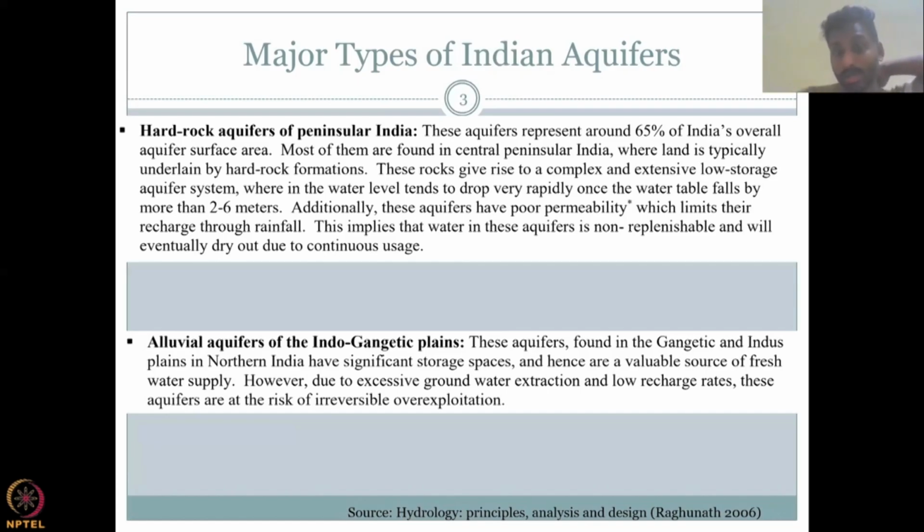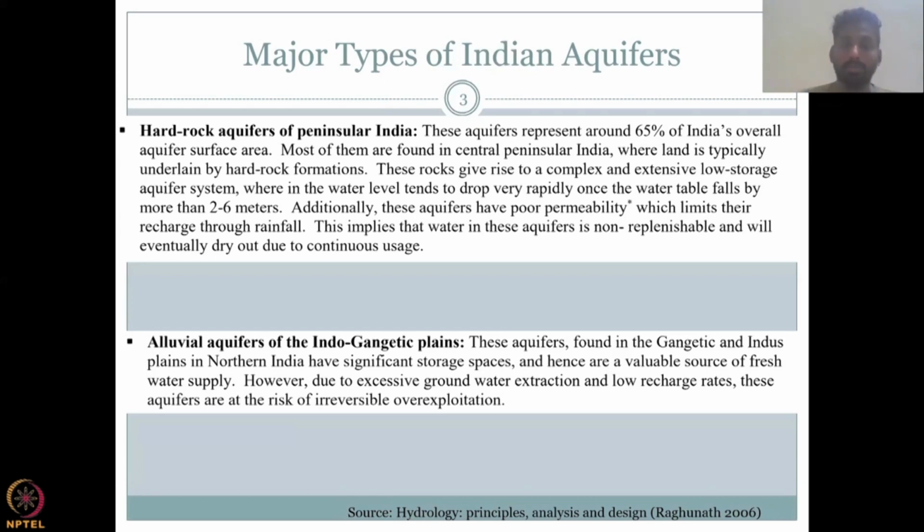So these are in northern India and have significant storage spaces, and hence are a very valuable source of fresh water supply. The Ganges basin, the Ganges area, totally can support more than 1 billion population, both using surface and groundwater. When you say 1 billion population is supported, that means almost 1 person in every 7 of the world population is supported by the Ganges basin. Such an important basin, and there is a lot of groundwater storage there.